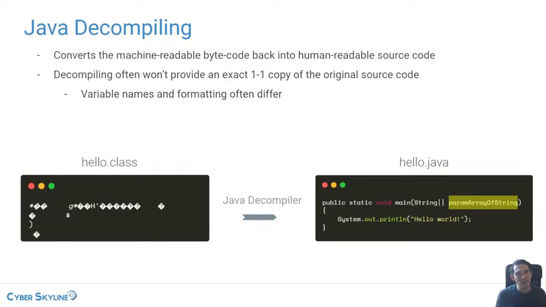The idea behind decompiling is pretty straightforward. We just want to reverse the process of compiling. We're just going backwards, right? We want to turn the machine readable bytecode into human readable source code. So you can see here, I swapped the two sides. We have the machine readable version on the left and the human readable version on the right. And in order to go from one to the other, we need a decompiler to do this.